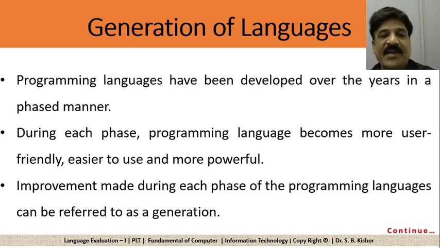Improvement made during each phase of programming language can be referred to as what? A generation. Improvement made during each phase of the programming language can be referred to as generation. Major advancement, major changes that have taken place, are referred to as what? A generation.